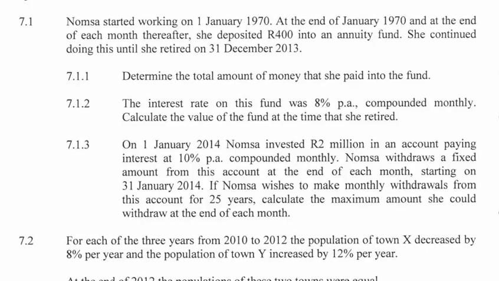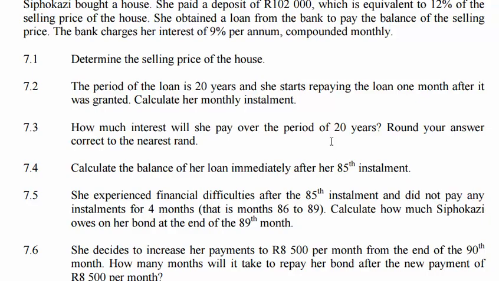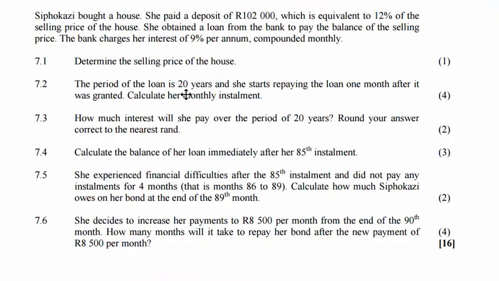Okay, let's do that first question together. I think it had quite a few elements in that will be helpful. Okay, so Sipukazi bought a house. She paid a deposit of 102,000, which is equivalent to 12% of the selling price of the house. She obtained a loan from the bank to pay for the balance of the selling price. The bank charges her an interest of 9% per annum compounded monthly.